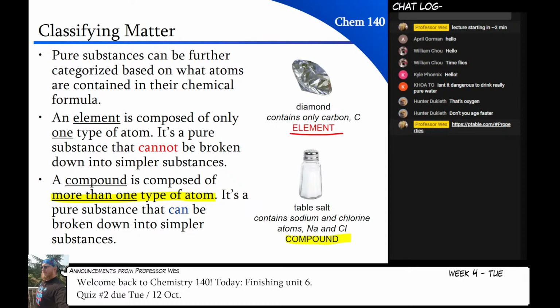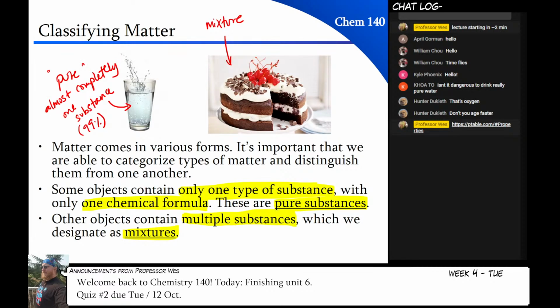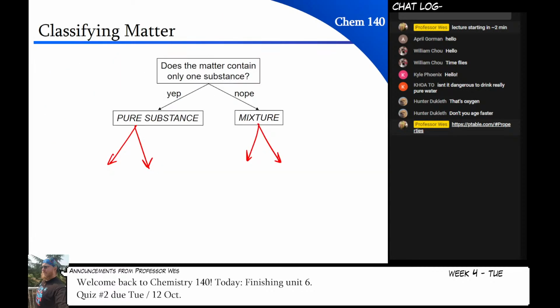So there are pure substances. We have elements and compounds. When you go back to your chart here, and I'm going to expand this chart on a future slide, when you have determined that your substance is pure, you are then going to further subcategorize that as either element or compound. That's basically where we're going here.